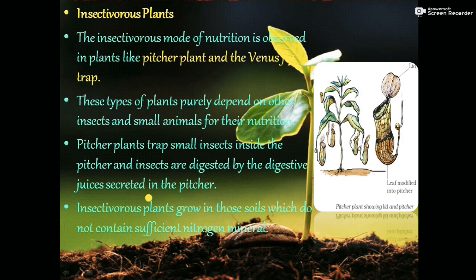Insectivorous mode of nutrition. In the insectivorous mode of nutrition, the insectivorous plants modify their body part for capturing small insects or small animals. After that, they digest the animals or insects by digestive juice. Examples of insectivorous plants are the pitcher plant and the Venus flytrap plant. The pitcher plant traps small insects inside the pitcher, and the insects are digested by the digestive juice secreted in the pitcher. Insectivorous plants grow in types of soil which do not contain sufficient nitrogen minerals.